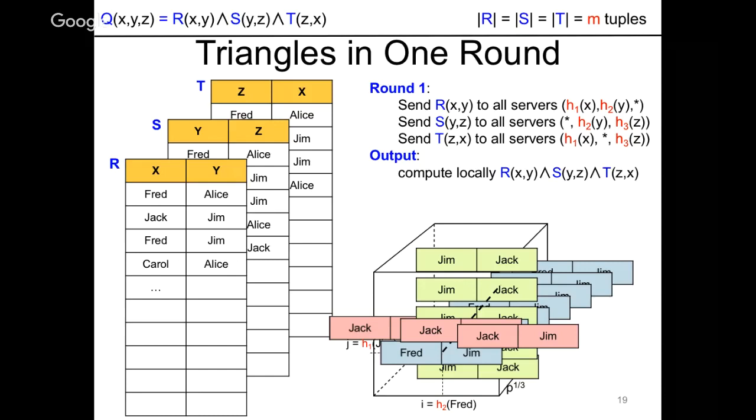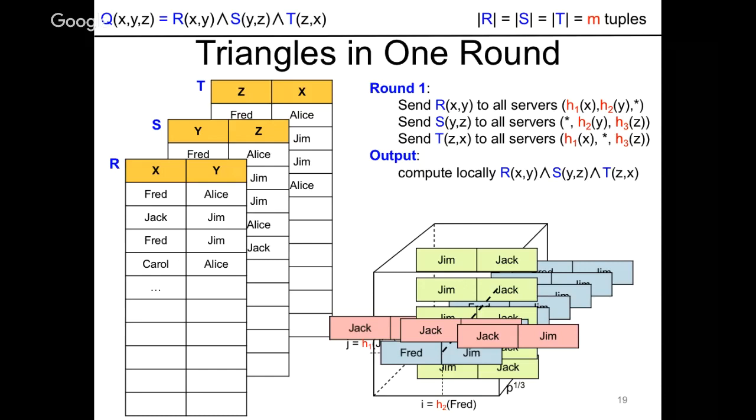In practice, what we observed is that you also need to have a very efficient algorithm that locally computes the triangles, because this is what you need to do after the communication step. The choice of that algorithm is actually critical. But in this talk, I'm not going to focus on what to do once the data is received at the servers. The goal is to just send it to the servers and enable them to compute the query locally.